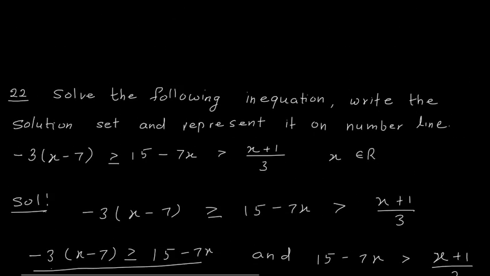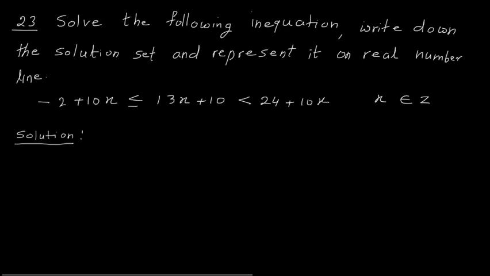Now question number 23 is, solve the following inequation, write down the solution set and represent it on a real number line. -2 plus 10x is less than or equal to 13x plus 10 is less than 24 plus 10x. So again what you have to do, you have to split it into different problems. And now see here, x belongs to integer.